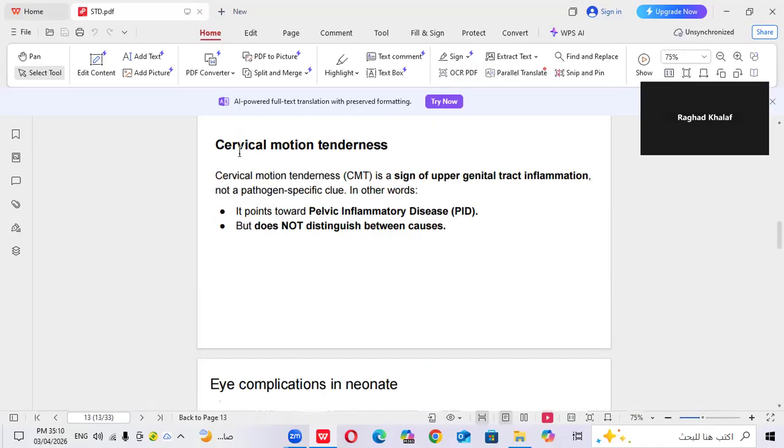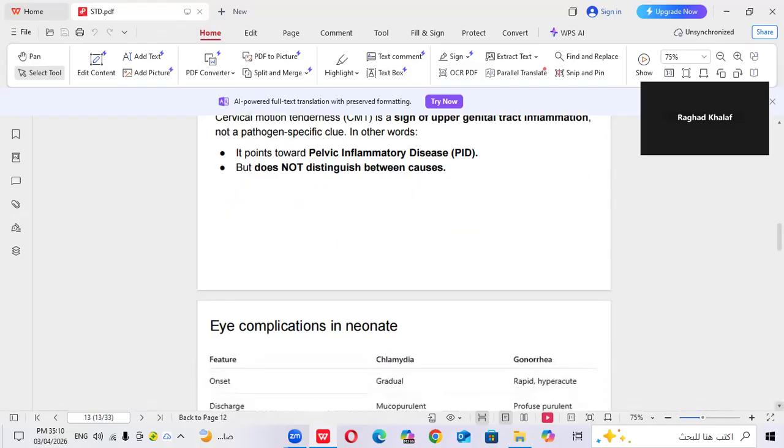When you see in exams the term cervical motion tenderness, this doesn't mean that the patient has a certain type of microorganism. You can't distinguish just by using this term alone. This term is a sign of upper genital tract infection, which means that the patient is developing pelvic inflammatory disease. She has developed or is about to develop this pelvic inflammatory disease, but it doesn't distinguish between the causes. It doesn't tell you that the patient has either gonorrhea or chlamydia as an underlying cause.